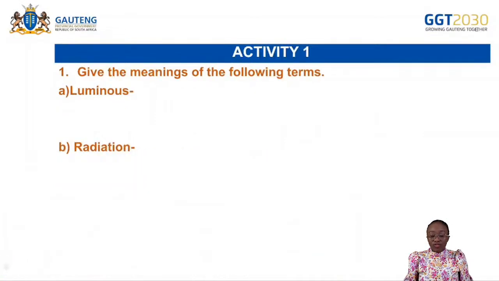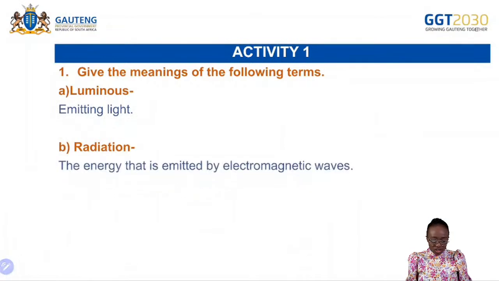Give the meanings of the following terms. Luminance means emitting light, radiation, the energy that is emitted by electromagnetic waves. Now take a quick minute to quickly copy down these corrections.